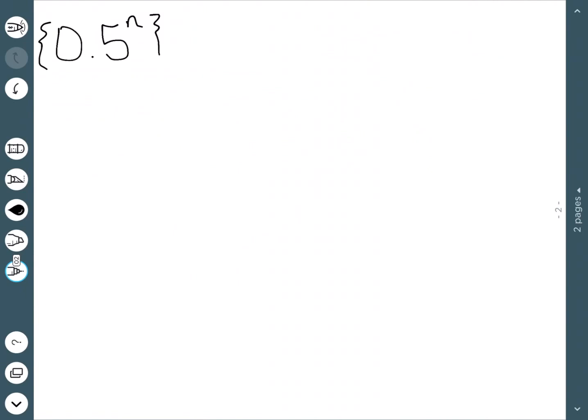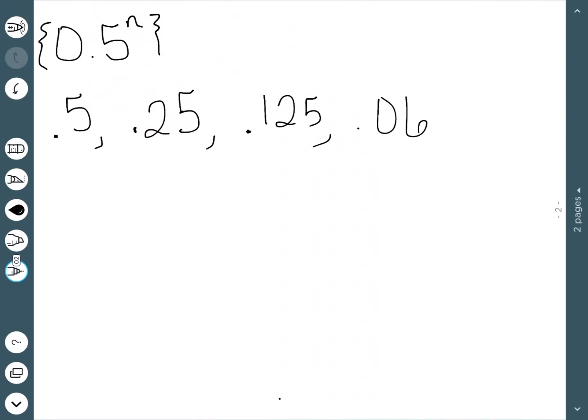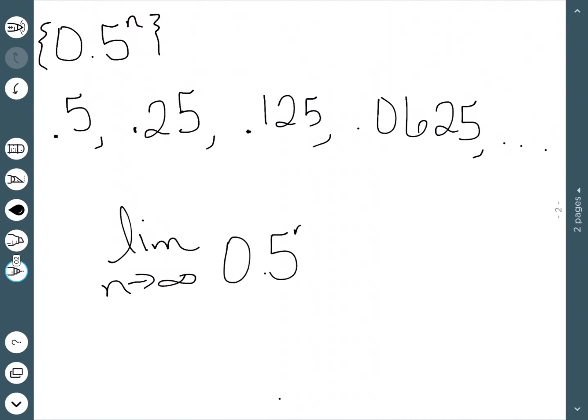0.5 to the nth power. If I want to write out these terms, first I have 0.5 to the first power, 0.5 squared, which is 0.25, 0.5 cubed, which is 0.125, 0.5 to the fourth power, 0.0625, and I won't keep going. And it appears that the limit as n goes to infinity of this thing is equal to 0.